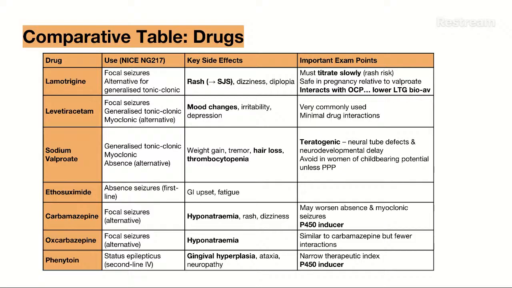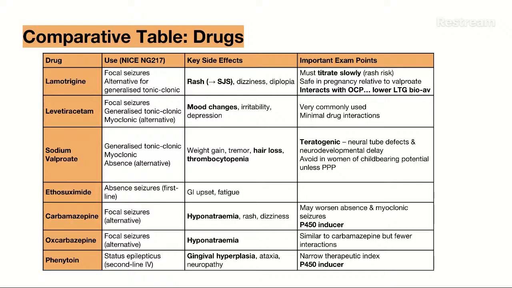Ethosuximide is used in absences, GI upset, and fatigue, quite non-specific side effects. Carbamazepine is used as an alternative medication in focal seizures and can cause hyponatremia. It's also a P450 inducer, so that's important to recognize in pharmacology questions.